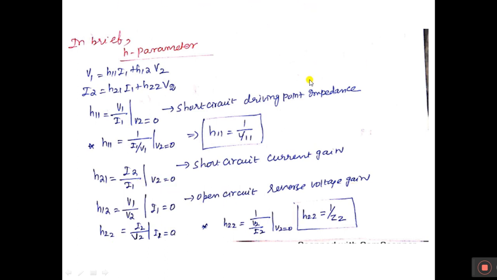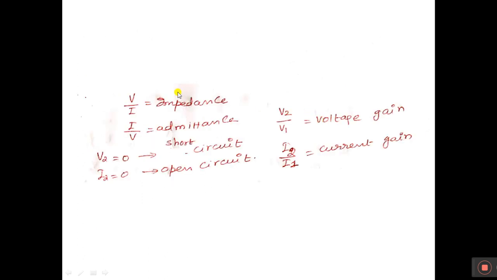But students get doubts about how to remember this terminology: short circuit, driving point impedance. Driving point or input impedance, both are the same. How to remember the short circuit current gain, etc.? For that purpose, I am explaining this once again. You know that V by I means impedance, I by V means admittance, right?